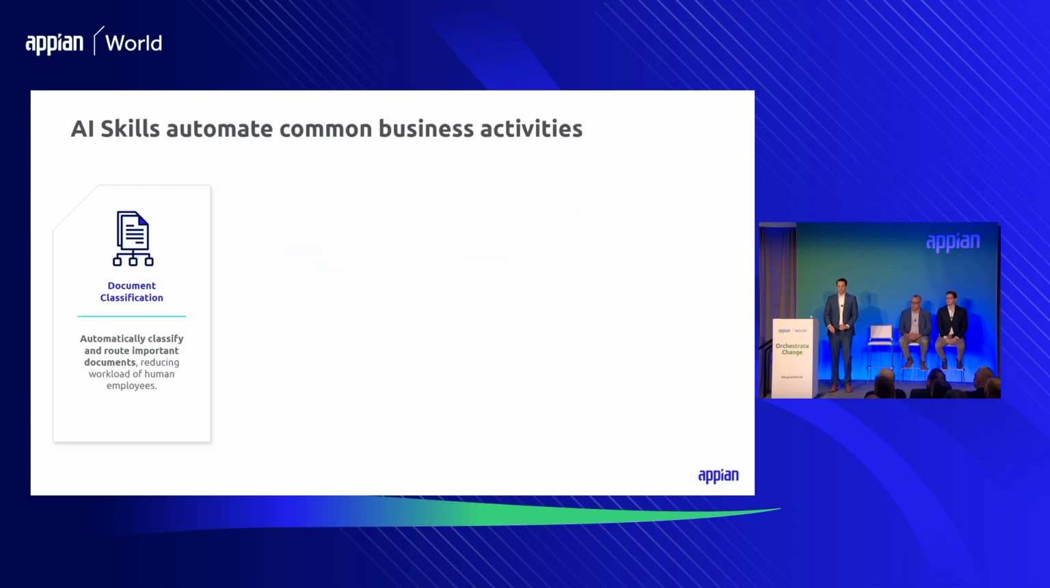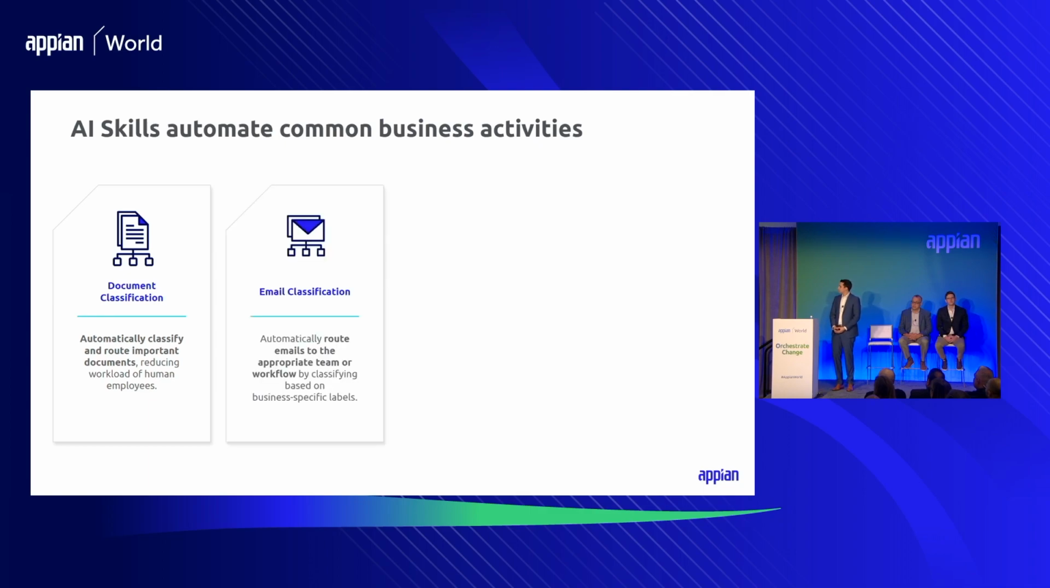So what are the AI skills? What do they do? The AI skills help automate common business activities. The first one there is document classification. If you have a document stream coming in, routing those important documents, maybe it's invoices versus purchase orders, maybe it's different classes of invoices from different vendors. Reducing that manual workload of having to open each document and route it to the correct team. Email classification is very similar, but working with email data, of course. So routing those, maybe it's a support case, routing it to a specific team.